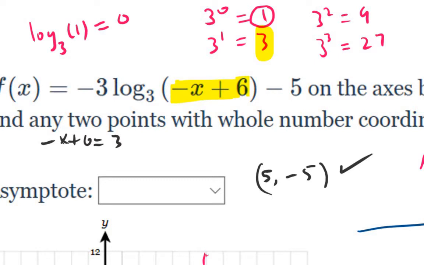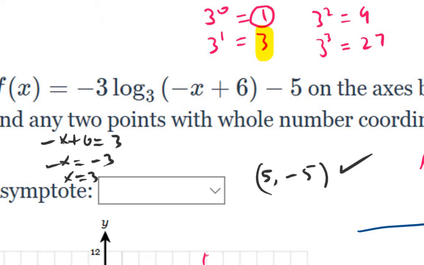And so subtract 6, negative x equals negative 3, and x equals 3. Okay, so let's see. If we put 3 here, it will be negative 3 plus 6, which is 3. So we got it. So we're going to rewrite it like this as negative 3 log base 3 of 3 minus 5.